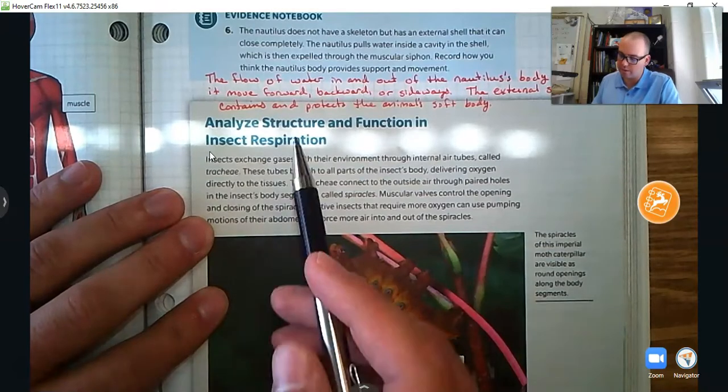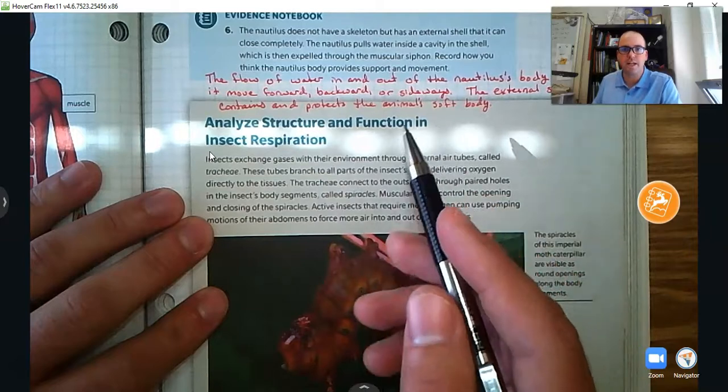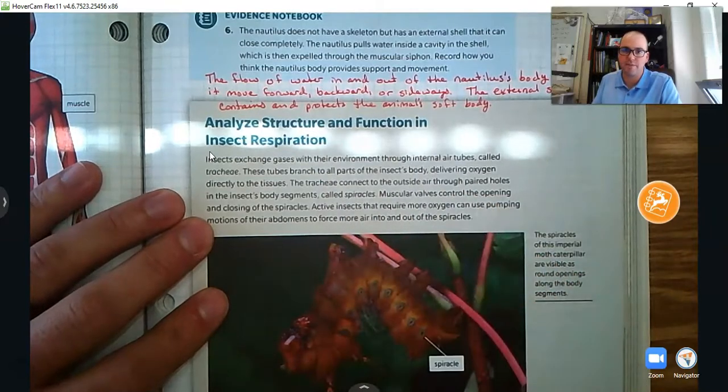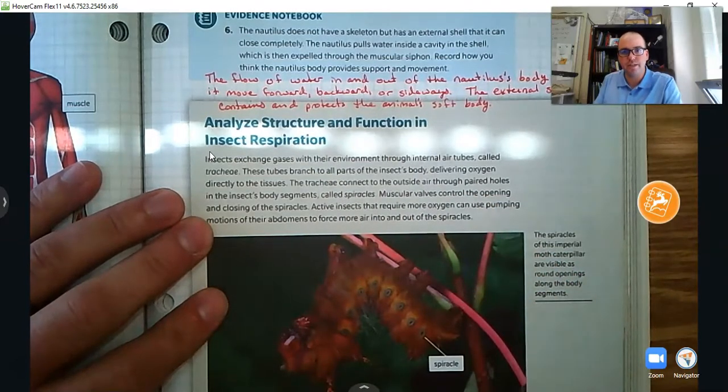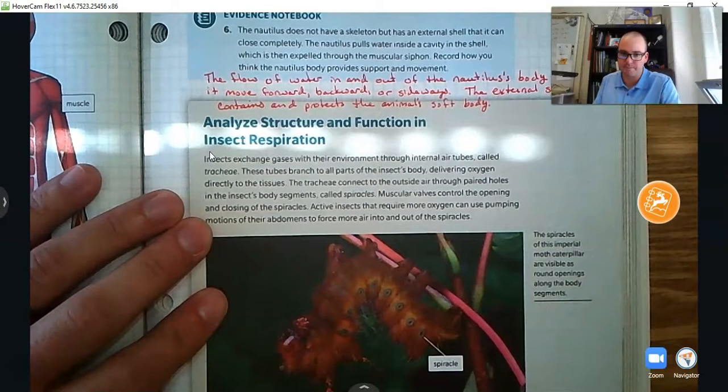Well, the flow of water in and out of the Nautilus body helps it move forward or backward or sideways. And it can actually change the direction of that siphon, so it can move where it needs to go. The external shell contains and protects the animal's soft body. So that external shell actually helps protect it.